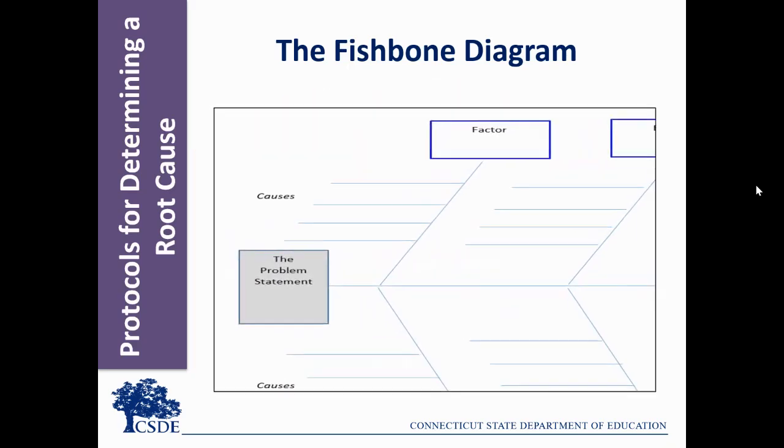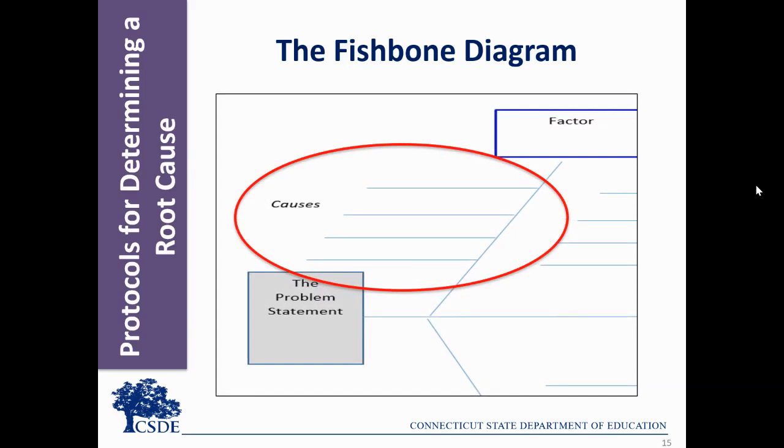Now that you're ready to determine a cause for each factor and record those causes next to the factor. For example, the team may determine causes that contribute to the factor of misalignment to the standards. These causes might be that the curriculum review for math was done 4 years ago.